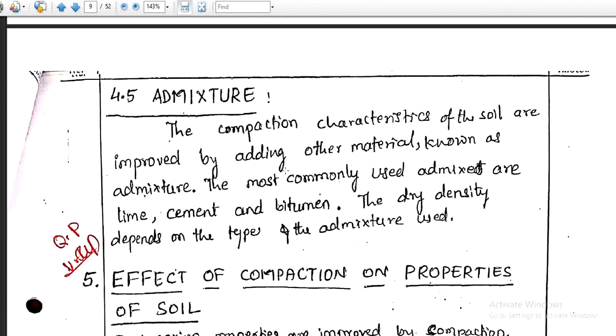Again, admixture. This is also important. The compaction characteristics of the soil are improved by adding other minerals known as admixtures. The most commonly used admixtures are lime, cement, bitumen. The dry density depends upon the type of admixture used. So if I use an admixture such as lime, cement or bitumen, the compaction effort will increase. The amount of compaction will increase. So the percentage increase in the amount of compaction will depend upon the admixture which we have used.